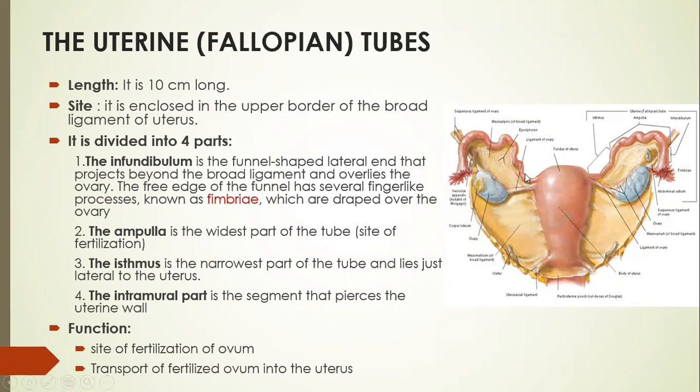Then we have a narrow part here called the isthmus. If you see here, this narrow part is called the isthmus. This is the infundibulum, the broad part. Okay, the widest part where the fertilization takes place, and this is the isthmus. It is the narrowest part of the tube and lies just lateral to the uterus. Then we have the intramural part, the segment that pierces the uterine wall, the part of the fallopian tube which enters the wall. The wall of the uterus is thick, so it has to pass through the wall, and that part is called intramural. Intra means inside, mural is the wall of the uterus.